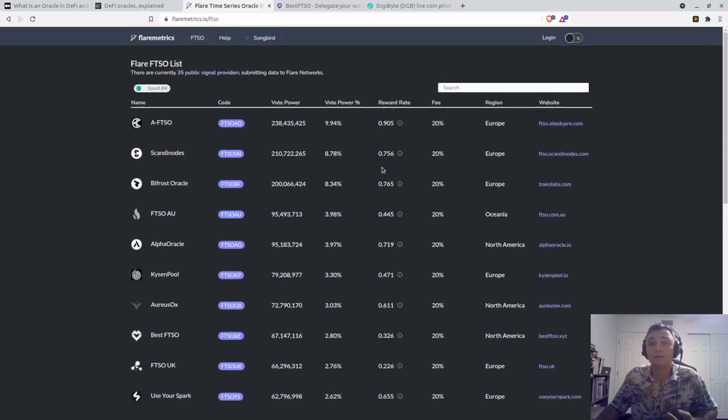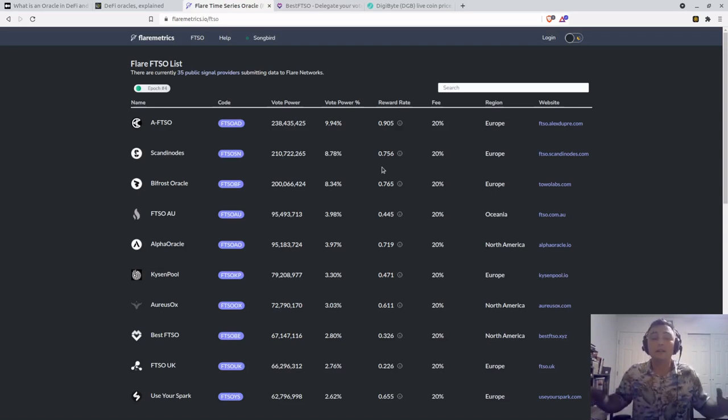top and we look at Scandi nodes. So even though their fees are lower, the reward rates may not match the fee. However, again, if we want to pressure these other signal providers to drop their fee, we may want to consider delegating to a lower fee signal provider.